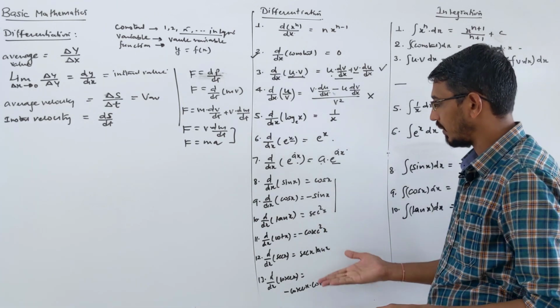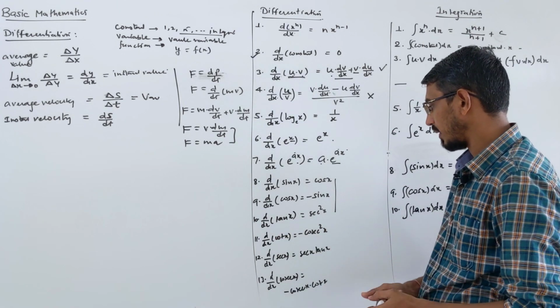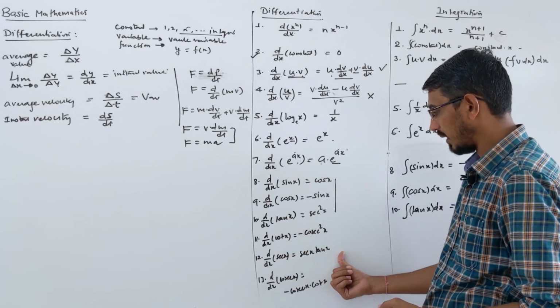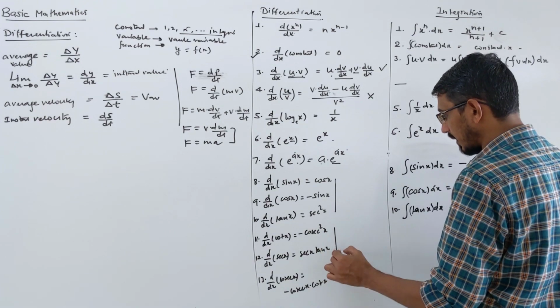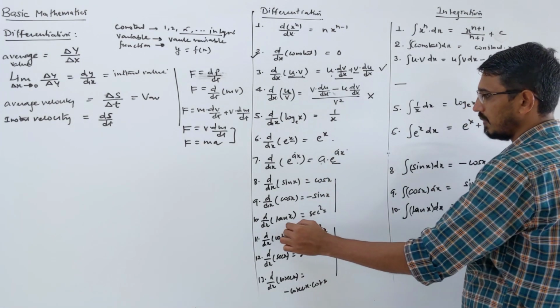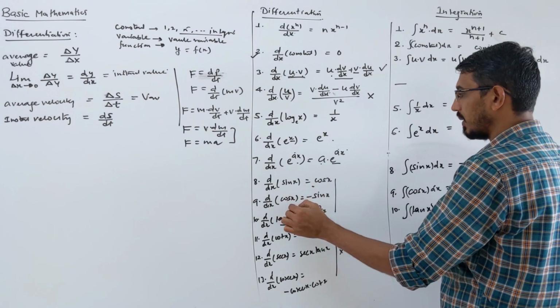These are just, if you want to remember, it's okay. Cot becomes minus cosec square, sec becomes sec and tan. Cosec becomes cosec into cot. So these last three are not much important. For us these are the important ones. These two only will come again and again for us.